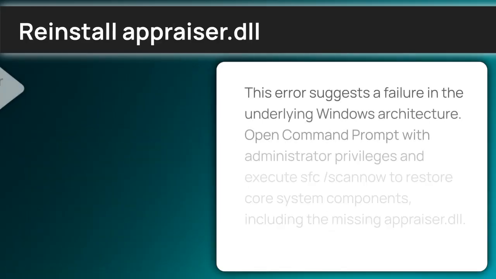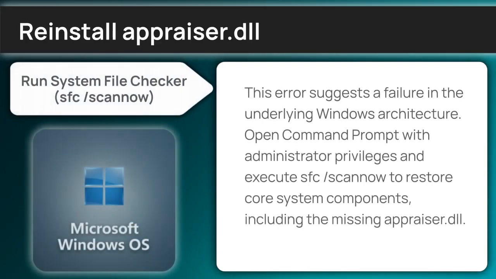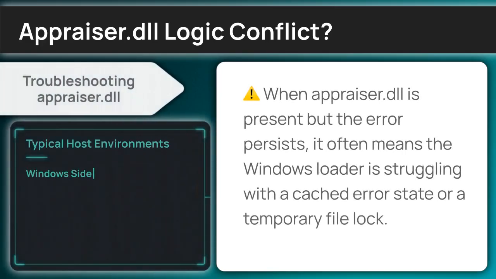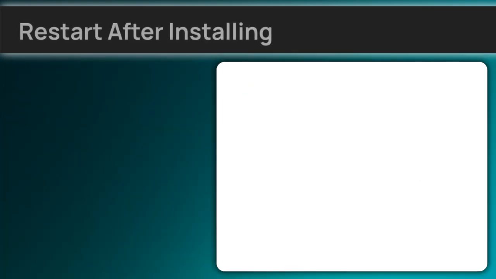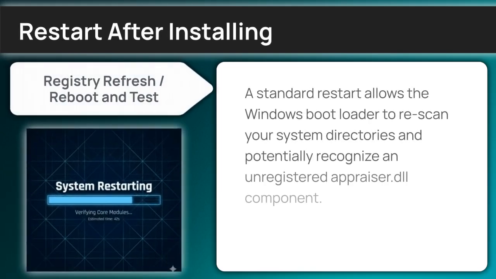This error suggests a failure in the underlying Windows architecture. Open command prompt with administrator privileges and execute sfc /scannow to restore core system components, including the Appraiser module DLL. When the primary installation path fails, a more surgical approach to checking your system's environmental variables is required. A standard reboot clears out temporary memory conflicts and gives the Windows loader another chance to properly register the Appraiser module component during startup.